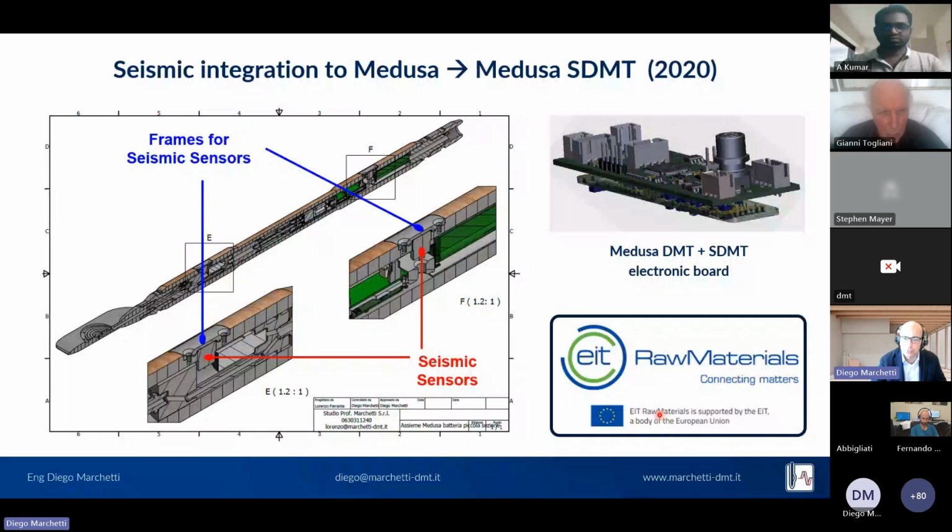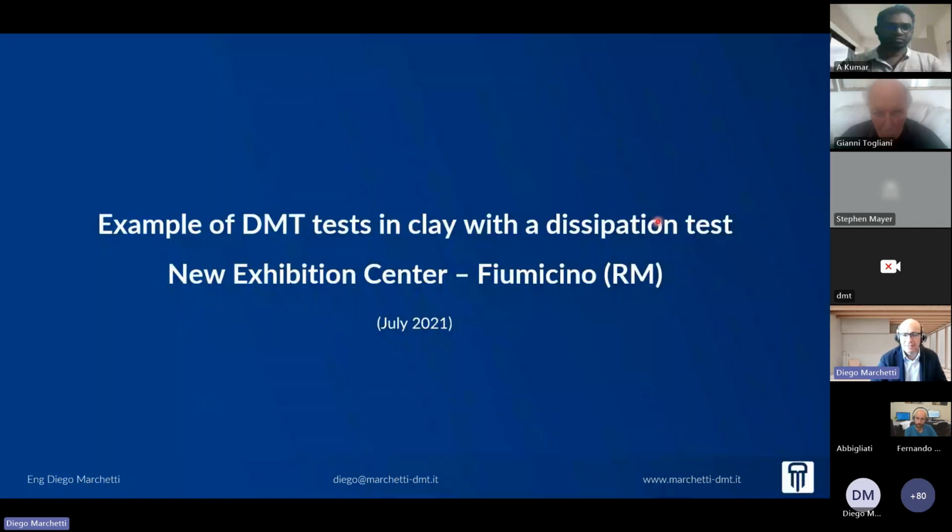Thanks to the support of the EIT Raw Materials of the European Union, it was possible to add 2 seismic sensors in the already complex Medusa DMT for measuring also seismic waves. And this allowed us to obtain also Vs measurements while doing a Medusa DMT test. Now, in the remaining minutes, there are just a few, I want to show you some examples of results, and then I will hand the word to Sarah.